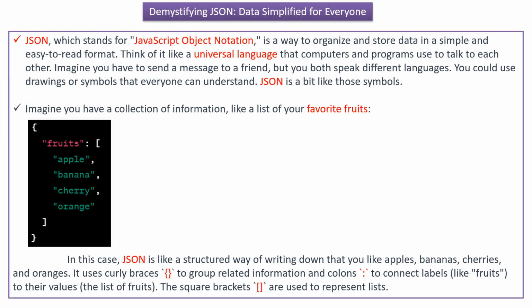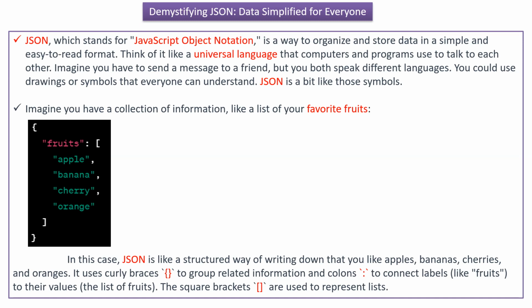In this video tutorial I will explain what JSON is. JSON stands for JavaScript Object Notation. JSON is a way to organize and store data in a simple and easy to read format.